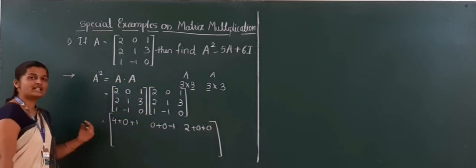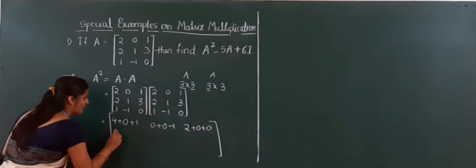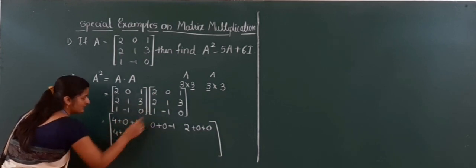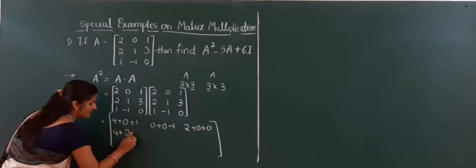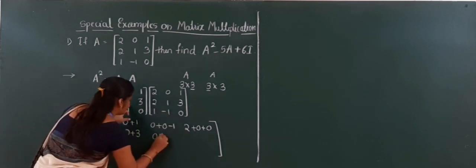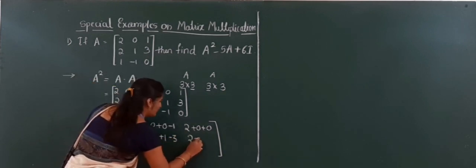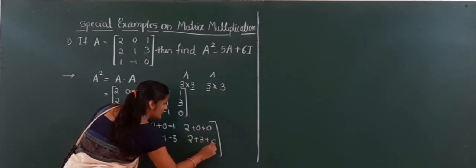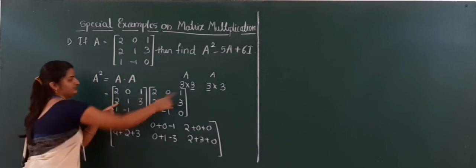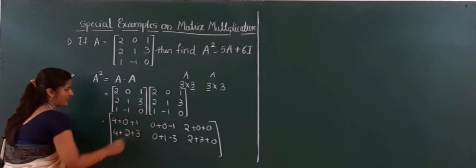We will move to the next row. Second row, first column: 2 2s are 4, 1 2s are 2, 3 1s are 3. Next, 0 plus 1 minus 3. Then 2 plus 3 plus 0. Okay, done. Next, last row to the first column.